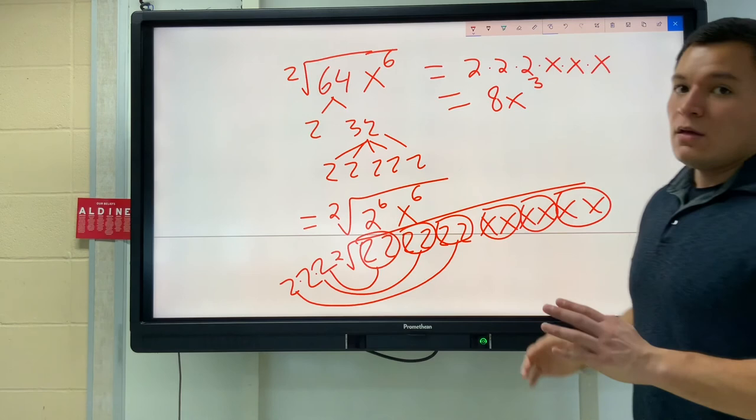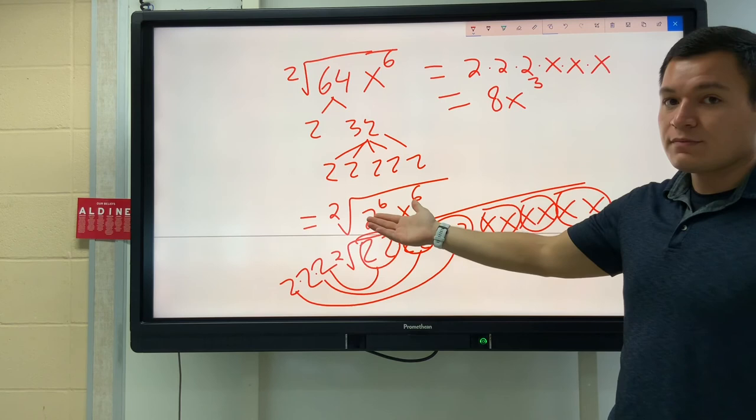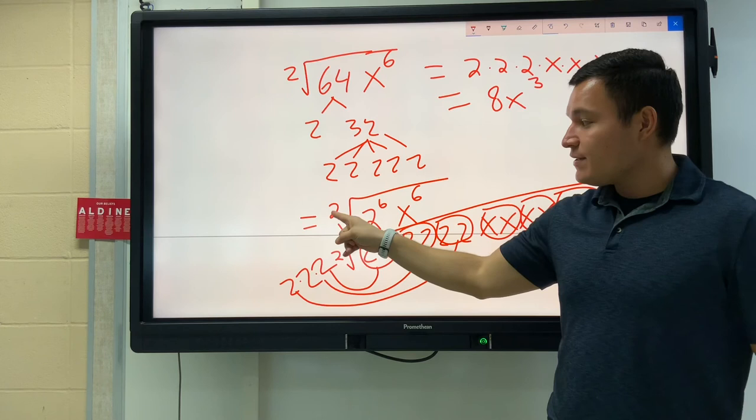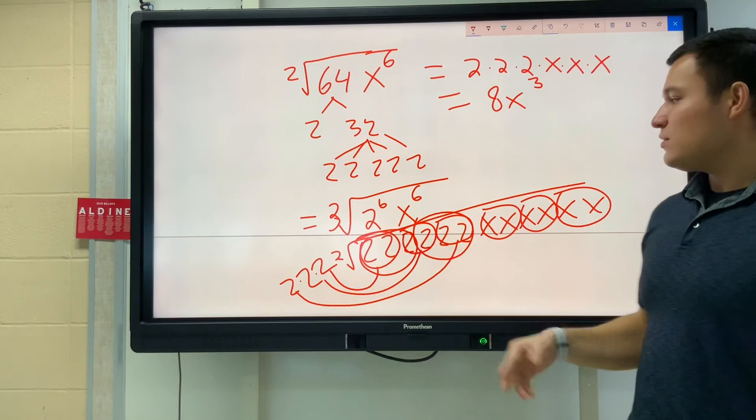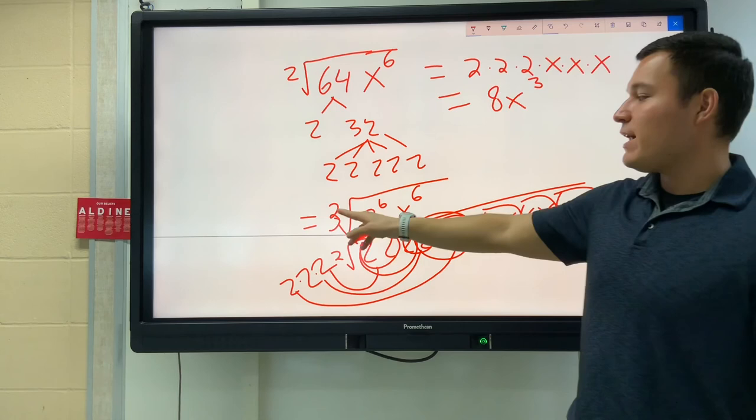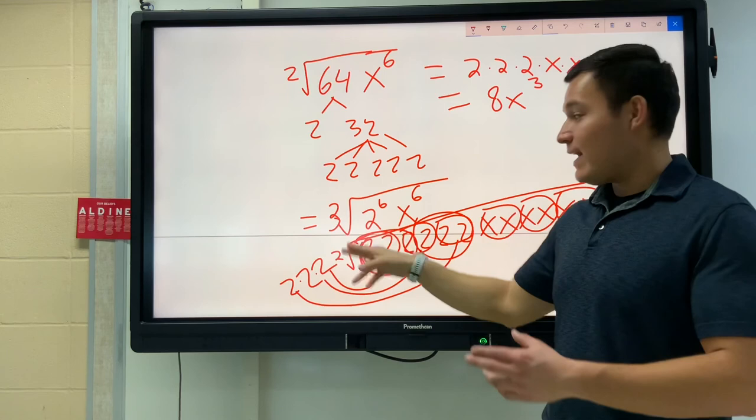So that means it's okay if you have a higher power, as long as you pull out groups that are the size of that exponent, a pair, a pair, a pair. If this was a cube root, then you would make groups of 3 and 3, and that would have been 2 groups, and this would have also been 2 groups, and that would have changed the answer. But whatever the radical is, that's how many of the kind you need, and every time you have that size happen, it's going to go in front, and it's going to multiply.